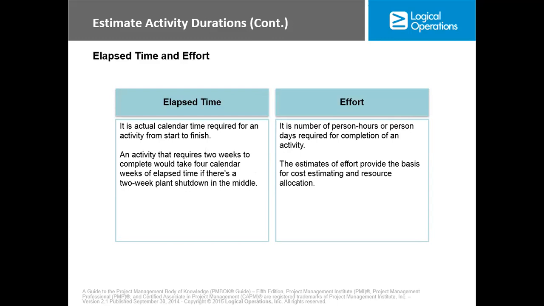Elapsed time and effort. Elapsed time is the actual calendar time required for an activity from start to finish. So how long will this activity take? That's what the elapsed time talks about. Effort is the number of person hours or person days required for completion of an activity. For instance, to paint this house, I can tell you that it is a one-man job and it's going to take 4 days to do. Okay, so when I say that, I'm actually stating effort.